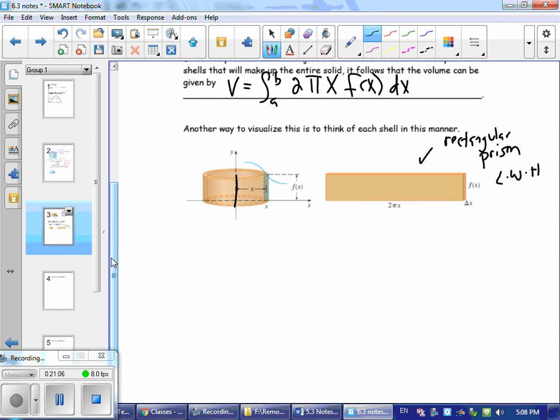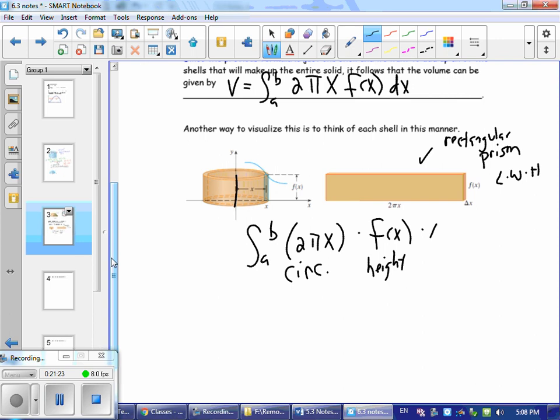So, once again, integral a to b, the 2 pi x part, that's the circumference, times f of x, that's the height, times dx, which is the thickness, or the width. So, in general, this is going to be our equation.